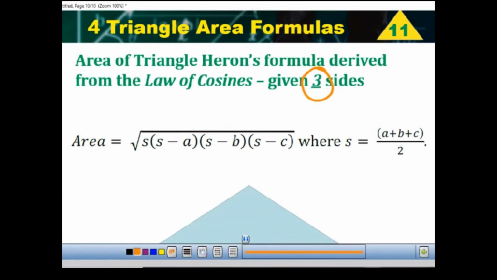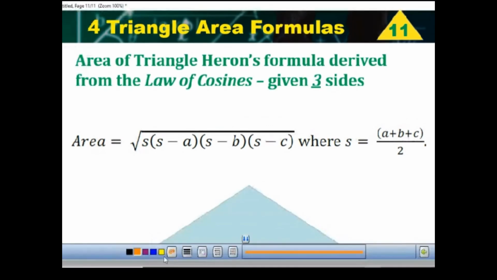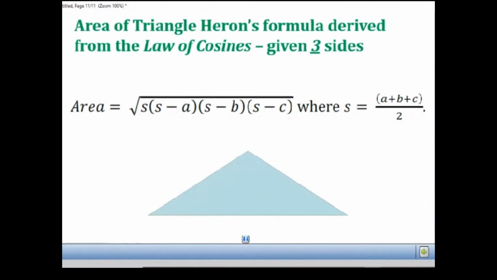And the formula goes like this. The area of a triangle is going to be using this formula. There's something called S here, which is the semi-perimeter. For example, let's say I have a 10 and, well, let's say 8, and I have 12.